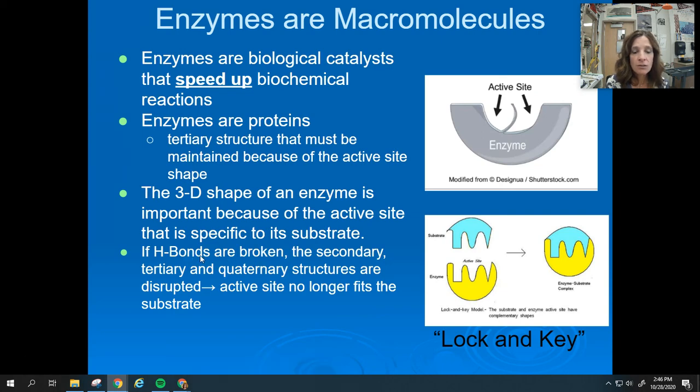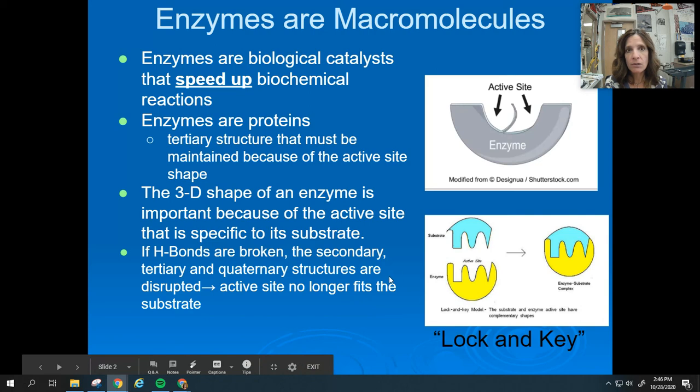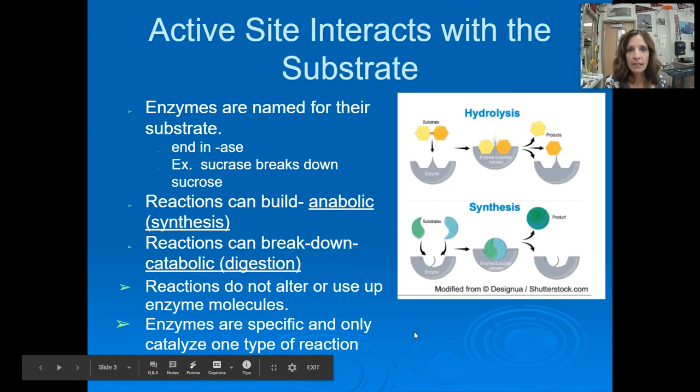So if the hydrogen bonds are broken, remember in the secondary, tertiary, or quaternary structures, if those are disrupted, then this active site is a different shape, and so the substrate won't fit in and it won't work. So the shape of the enzyme is very important to the functioning of it. So the active site interacts with the substrate.